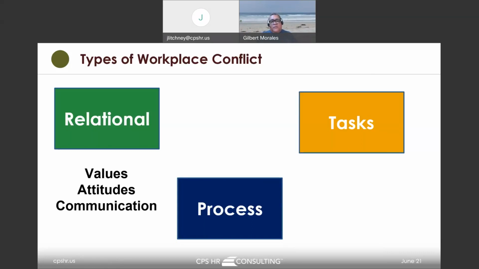As far as relational is concerned, relational has to do with my own personal values, the values that I bring to the work environment. There may be a conflict of those values. When we look at attitudes, attitudes has to do with behaviors. Anytime you look at attitudes, know that attitudes affect behaviors.